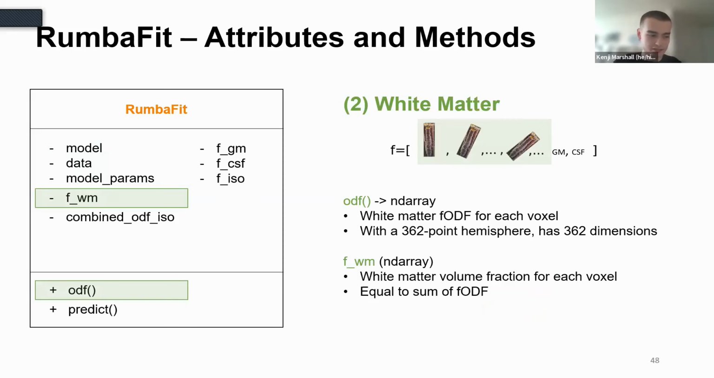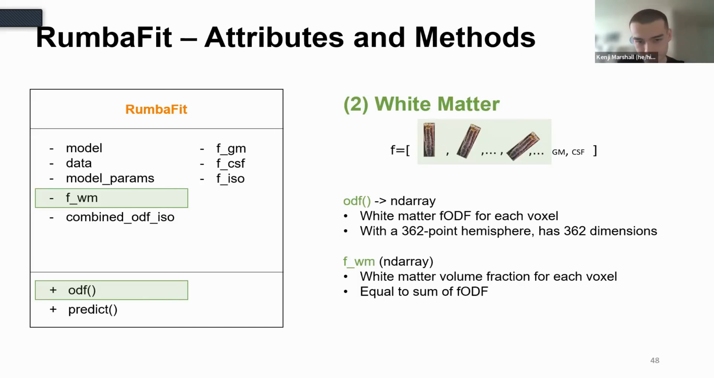Now, you don't actually interact with this model params object directly. We provide all these attributes and methods to basically slice and dice this array. So first are our white matter slicers and dicers. There's this ODF method. It had to be a method for compatibility with the dipy structure, but it essentially behaves as an attribute in Rumba. You call it with no parameters, and this returns your white matter FODF for each voxel in an array. So with a 362-point hemisphere, this will have 362 dimensions for each voxel.